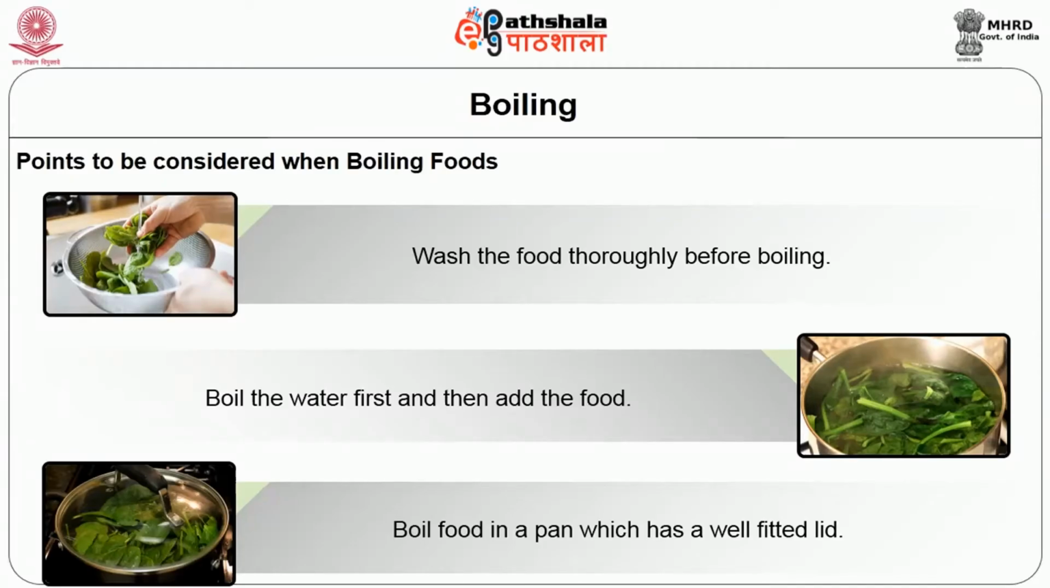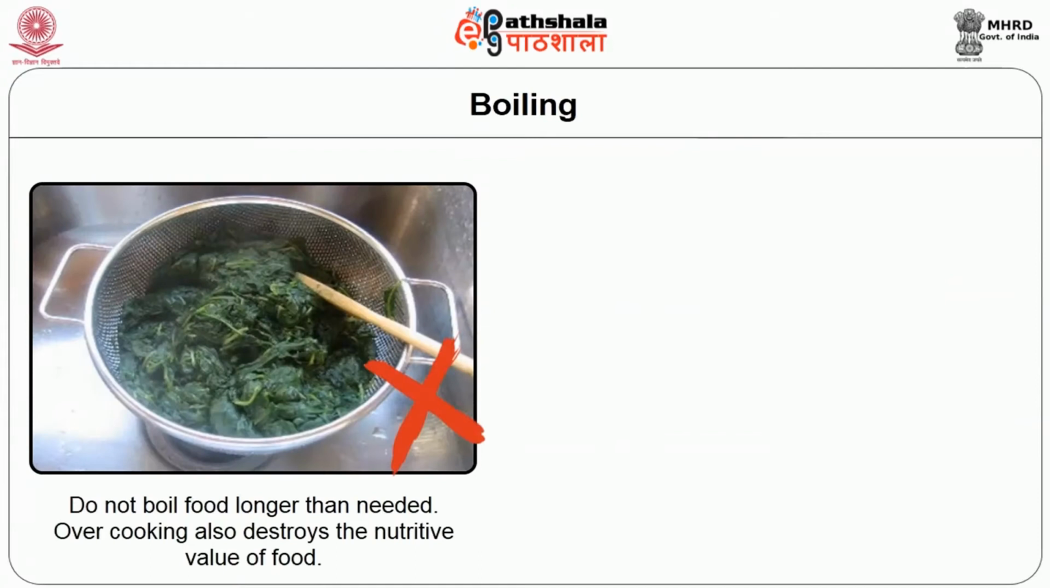This way, the steam from boiling water will not go out from the pan and the water will not dry up. Food gets cooked or boiled faster and fuel is also conserved in this process. Do not boil food longer than needed. Once it is soft and tender, take it off the fire. If food is cooked for a very long time, it loses its color, shape and taste. Overcooking also destroys the nutritive value of food.